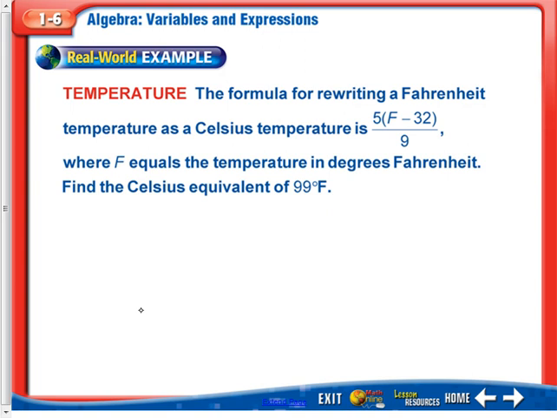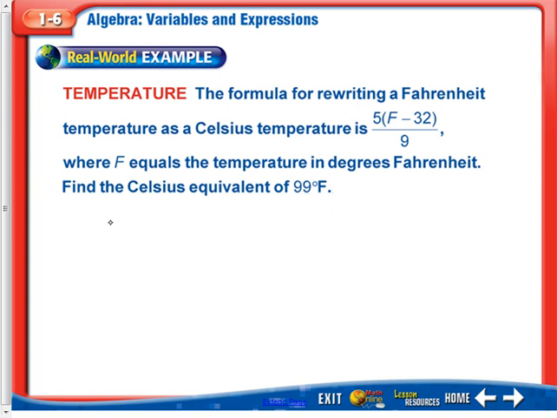All right, our last example for today, the formula for rewriting a Fahrenheit temperature as Celsius temperature is 5 times, parentheses, F minus 32, all divided by 9. Now, what do you know about the top and the bottom here? We know that there are invisible parentheses. We have to do the top first before we can divide by 9. Where F equals the temperature in degrees Fahrenheit. Find the Celsius equivalent of 99 degrees Fahrenheit.